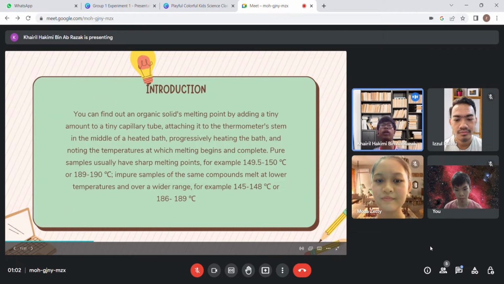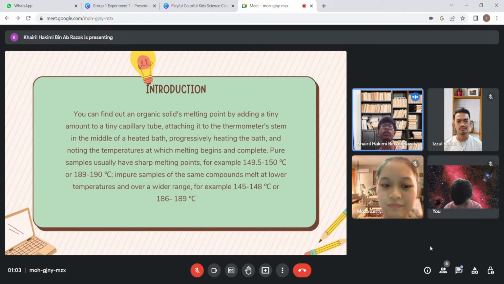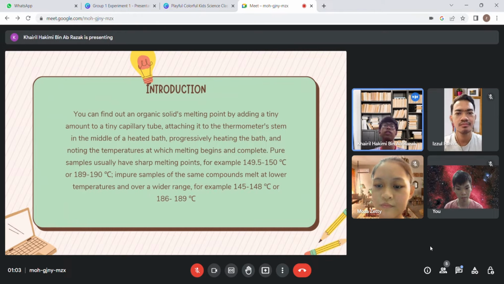You can find out an organic solid's melting point by adding a tiny amount to a tiny capillary tube, attaching it to the thermometer in the middle of a heated bath, progressively heating the bath and noting the temperature at which melting begins and completes. Pure samples usually have sharp melting points, for example 149.5 to 150 degrees Celsius or 189 to 190 degrees Celsius. Impure samples of the same compounds melt at lower temperatures and over a wider range, for example 145 to 148 degrees Celsius or 186 to 189 degrees Celsius.